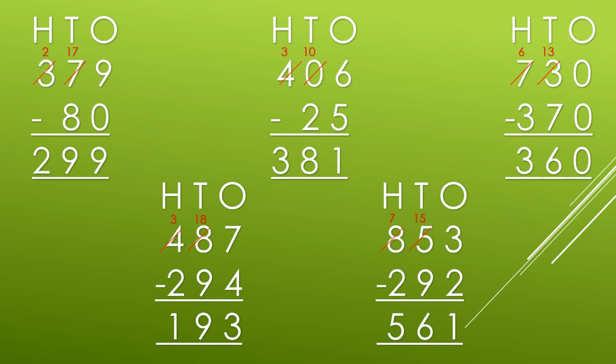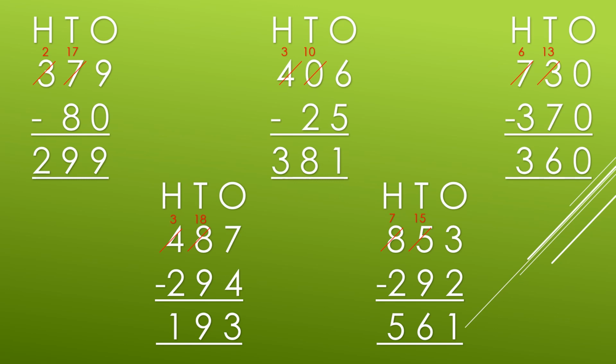Next example is 406 minus 25. 6 minus 5 is equal to 1. And children, we cannot subtract 2 from 0, so we will borrow. 4 becomes 3 and 0 becomes 10. 10 minus 2 is equal to 8. And in hundreds place only 3 number is left, so we will write 3 under hundreds. So 406 minus 25 is equal to 381.